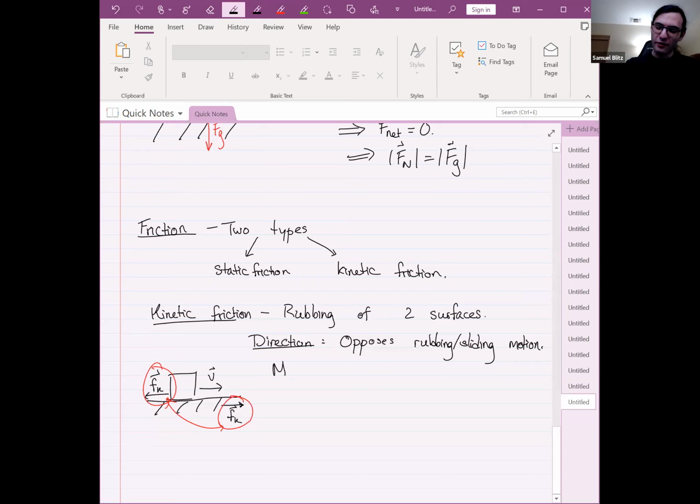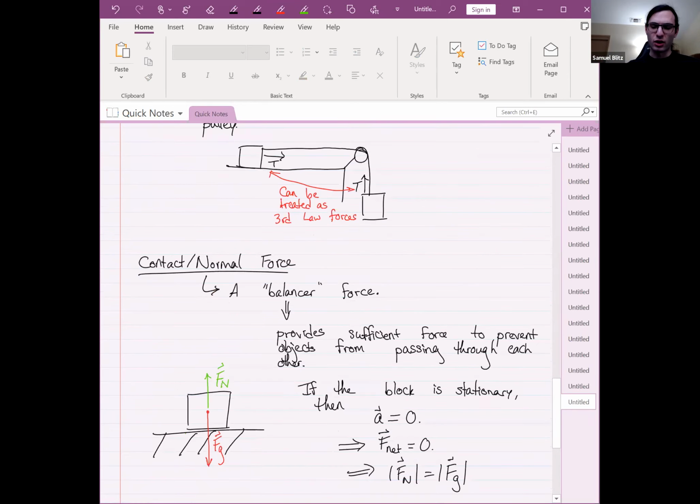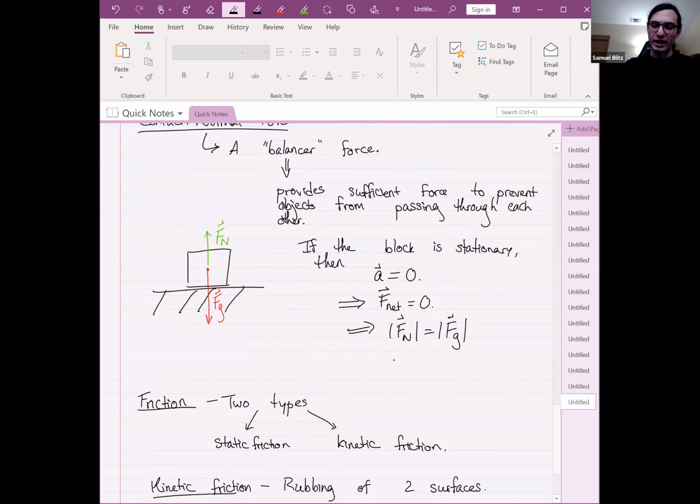The magnitude of the kinetic friction is a relatively easy thing to compute. So the magnitude, often we just write F sub k. This is not a vector equation, what I'm about to write. This is the magnitude of the kinetic friction force. This is equal to mu sub k times n. So n, oh, I should have mentioned that earlier. The contact force, often just called n, with a vector to indicate it's the normal force.